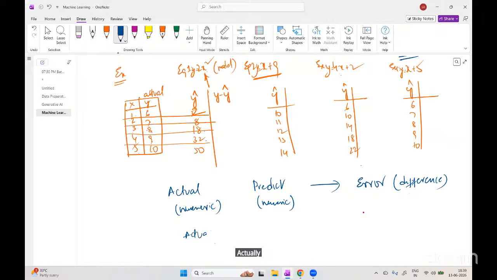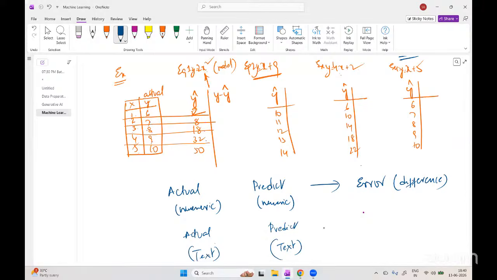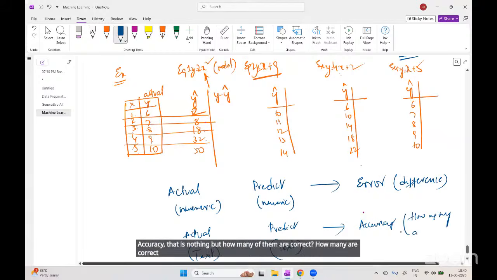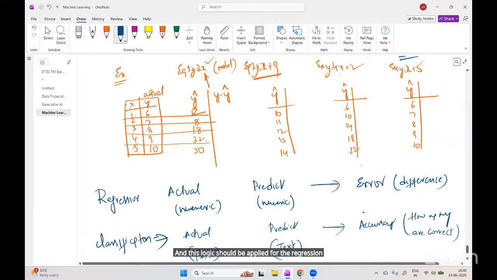Actual is not a number, actual is text. Predicted also text. Then what do we have to calculate in this case? Accuracy. That is nothing but how many of them are correct. So this logic should be applied for classification projects, and the error logic should be applied for regression projects.